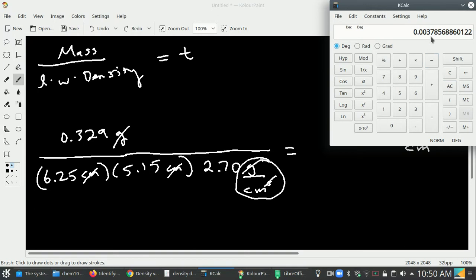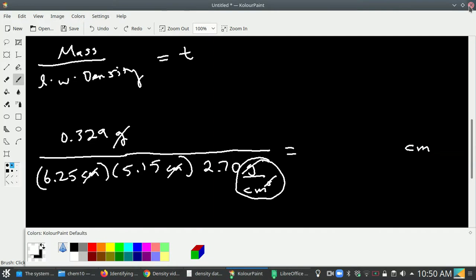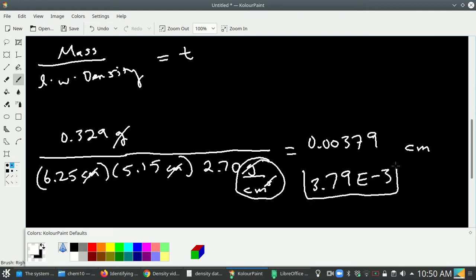So what about the significant figures? This is a division problem, and I have 3 significant figures on all these, so 0.00379 centimeters. Or I could say 0.379 times 10 to the power of -3, right? So I'm going to type that into the canvas, because I want that to be the answer.